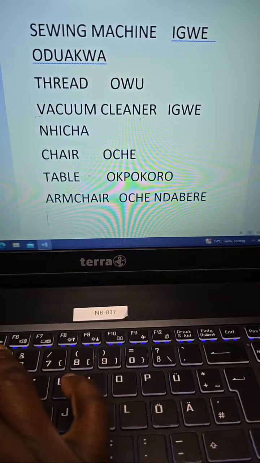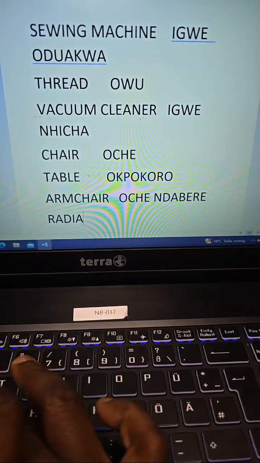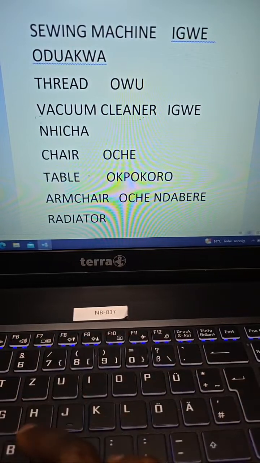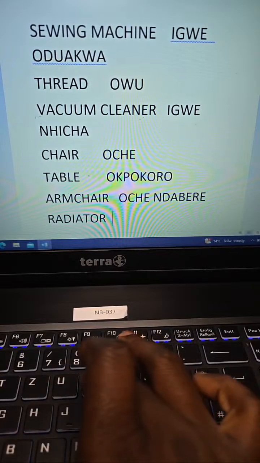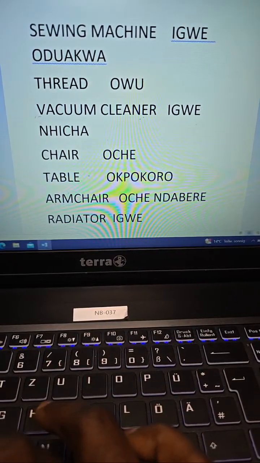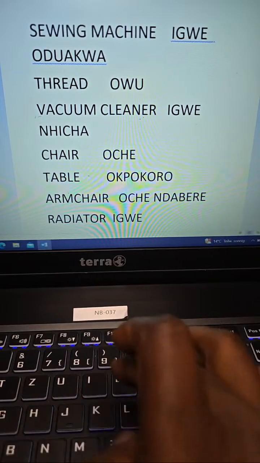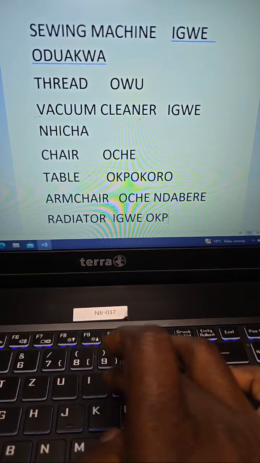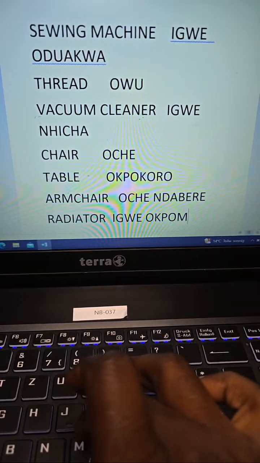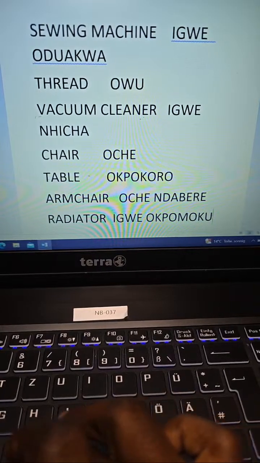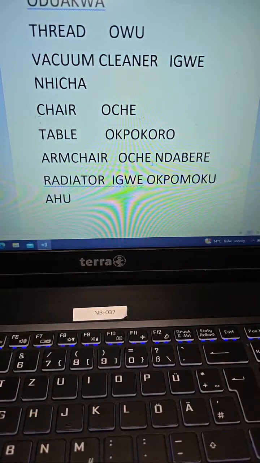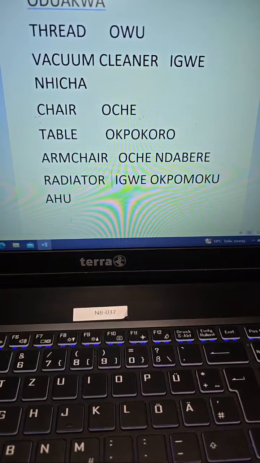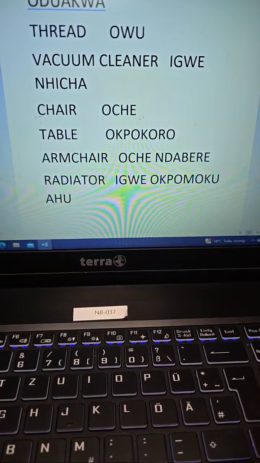Radiator. Igwe okpomọkụ ahụ. Radiator, igwe okpomọkụ ahụ. Radiator, igwe okpomọkụ ahụ.